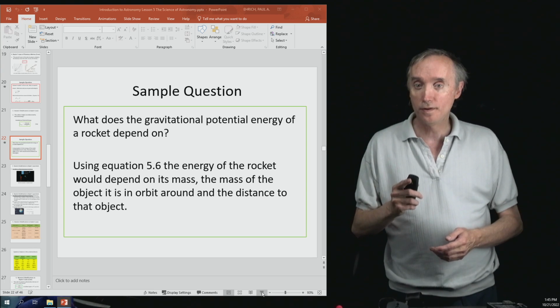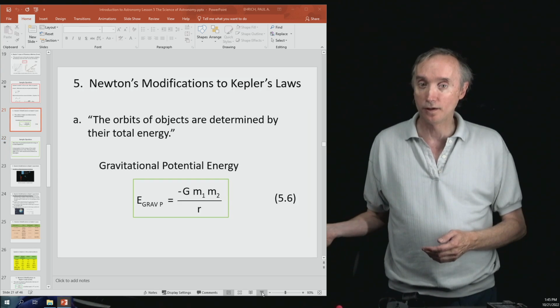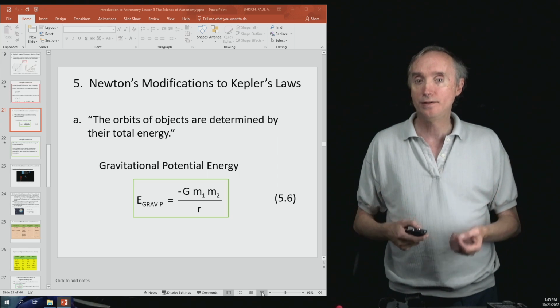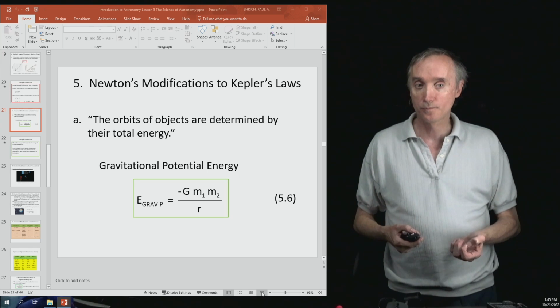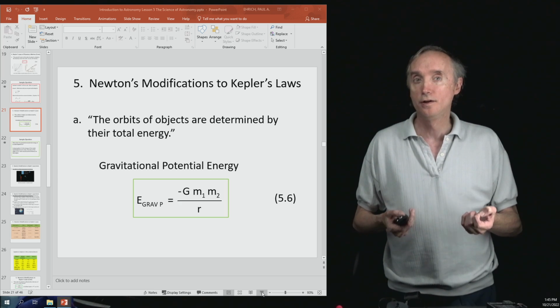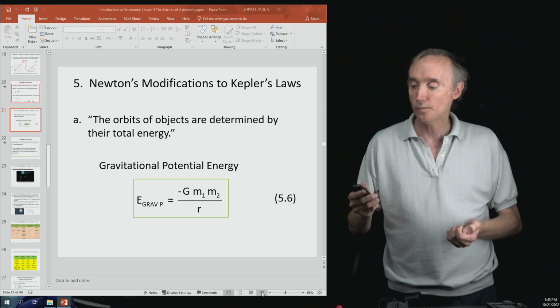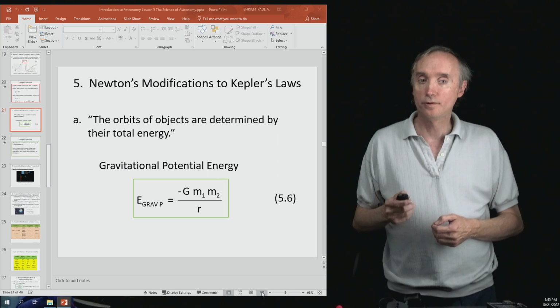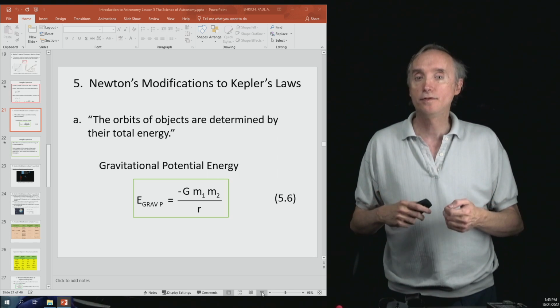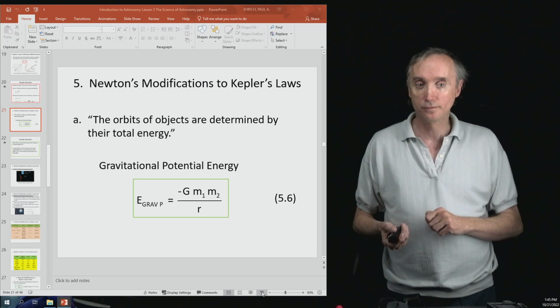But one thing that's really, really important is if you look at the formula, do you notice it's got the minus sign on it? And that minus sign basically originates from the formula for the force of gravity, which also had a minus sign on it. But this is important because it says that gravitational potential energy is always a negative number.